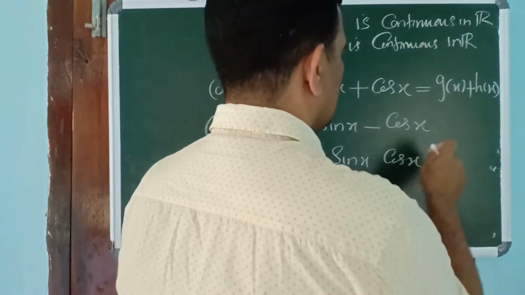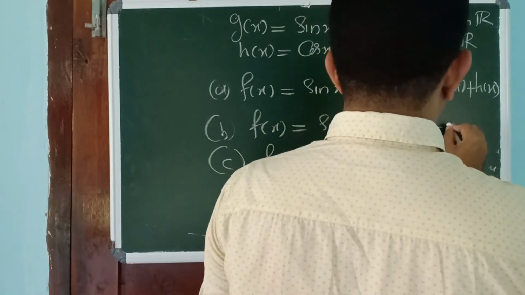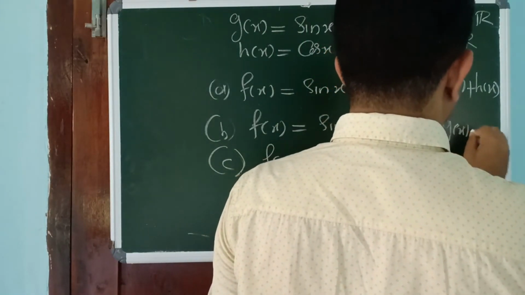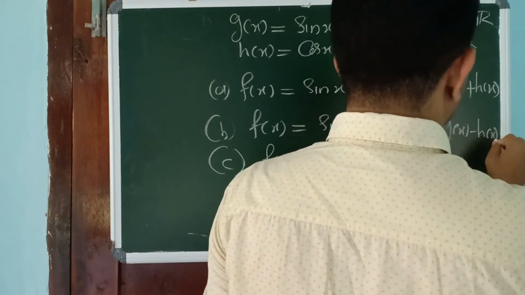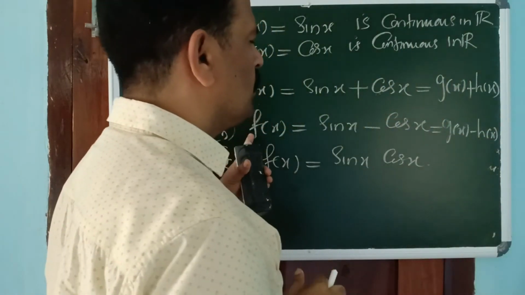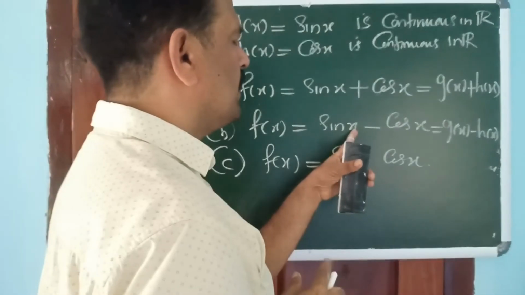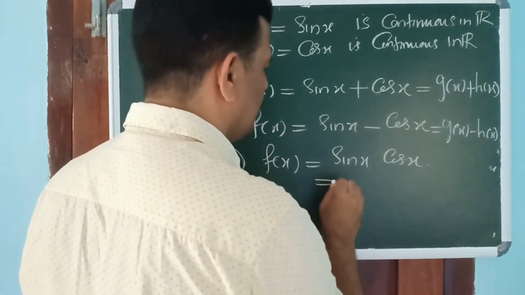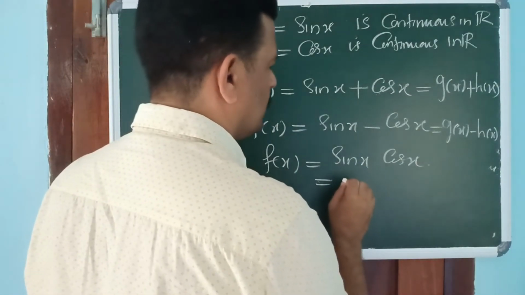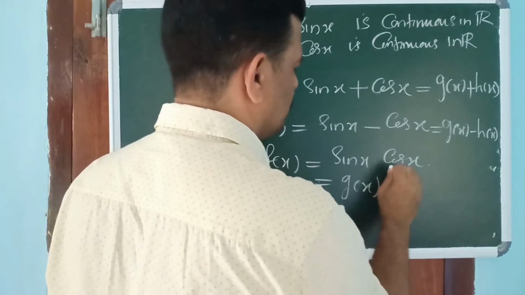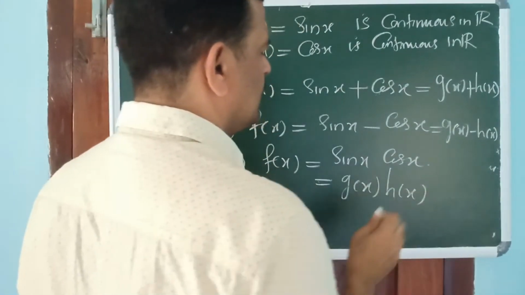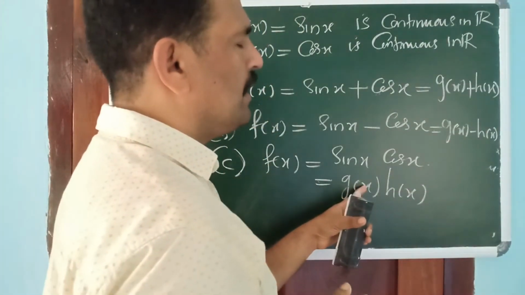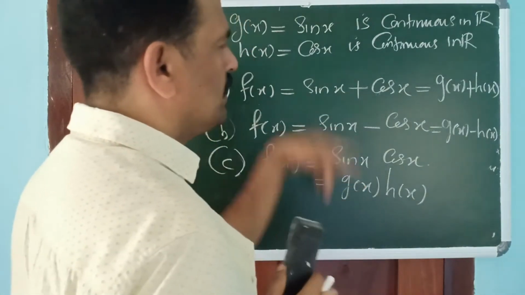Similarly, f of x equal to g of x minus h of x is continuous in the set of all real numbers, because the difference of two continuous functions is continuous. Similarly, f of x equal to g of x into h of x is continuous, since the product of two continuous functions is continuous. Therefore, we can say that all the functions are continuous.